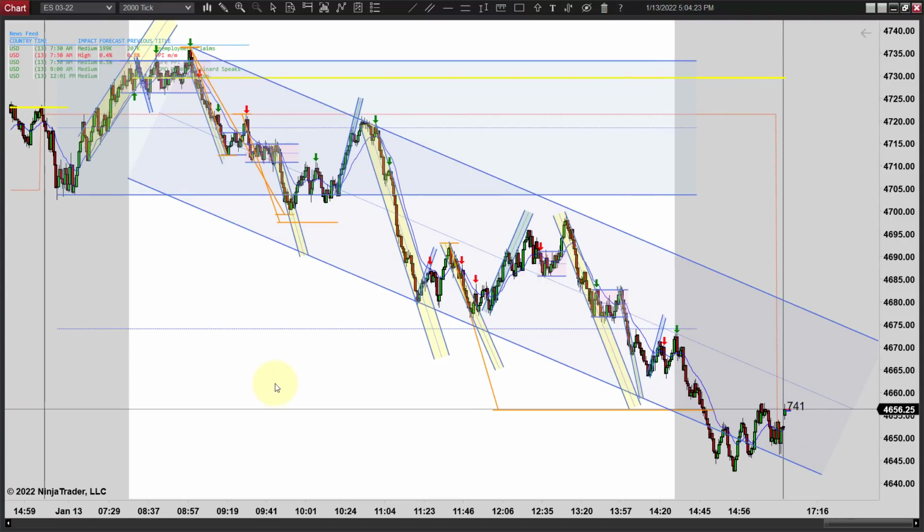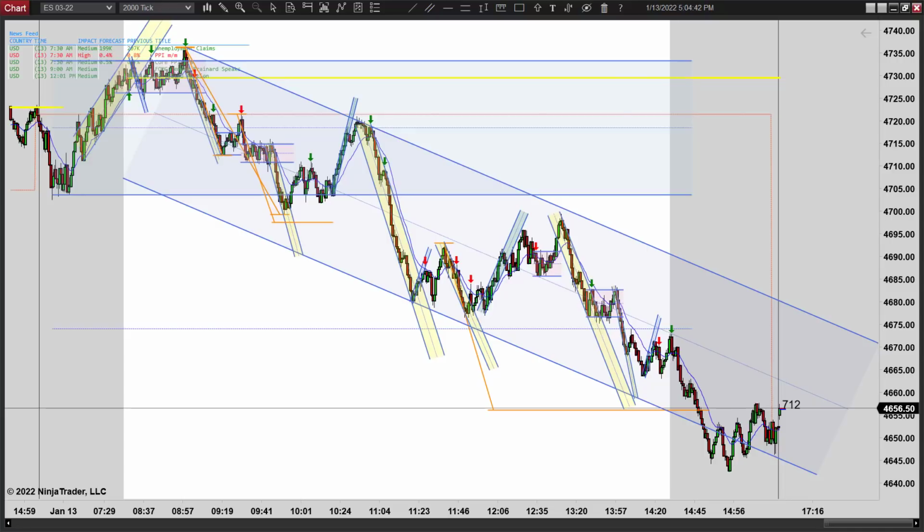I would say that started right here around 11 o'clock. Actually, you could say it probably started here, but you couldn't rule out that it was going to be a range day until here. And that's when you could say, hey, we got a big downtrend day coming here, maybe.